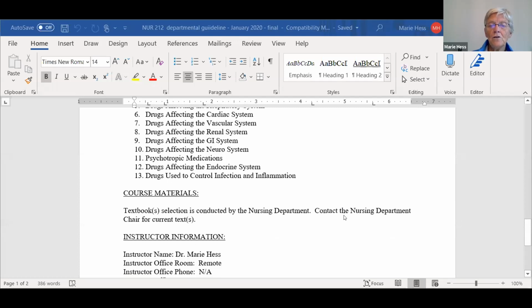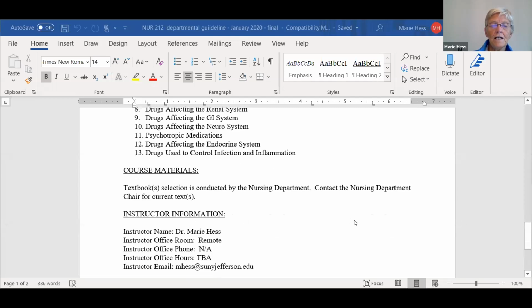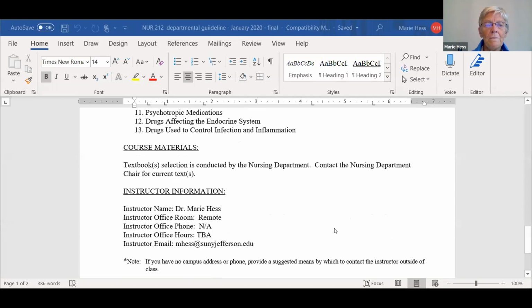The textbook, you've got Lehne for a textbook, and please feel free to use any other resources that you can find out there that work for you. That's fine with me. Now, I don't have an office on campus at the moment, so my office is remote. It's in my dining room.